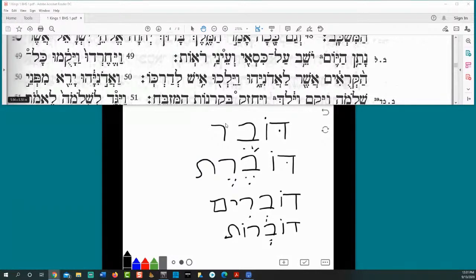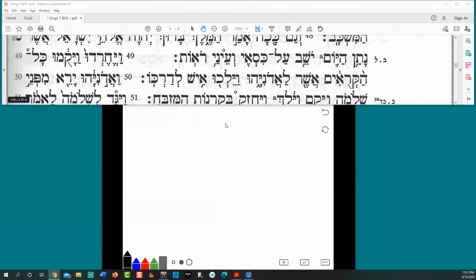Dovrot. Right? This is the active participle in the Qal. So shomer, shomeret, shomerim, shomerot. In the Piel, we have this mem shva up front, and that clues us in. This is a Piel participle.